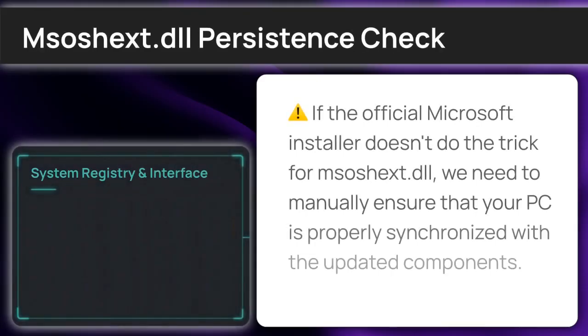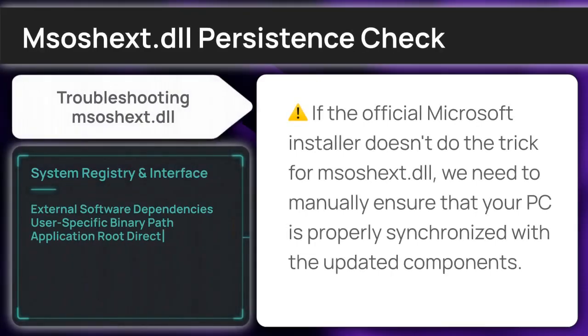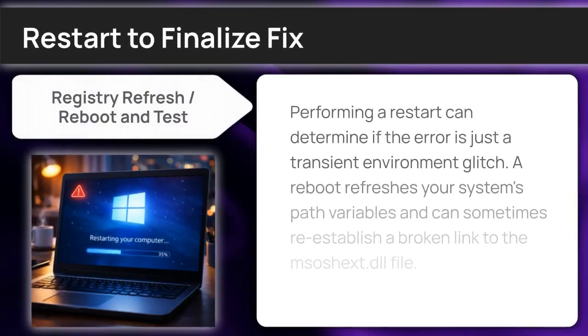If you're still seeing the missing file notification, we should attempt to force a synchronization between the software and the OS. A quick reboot can determine if the error is transient. While it won't fix a deleted file, it can re-establish the connection between your software and the MSO shell extension file if the path was temporarily busy.